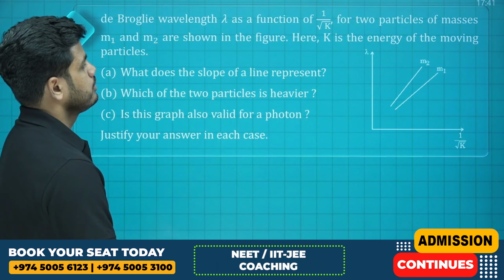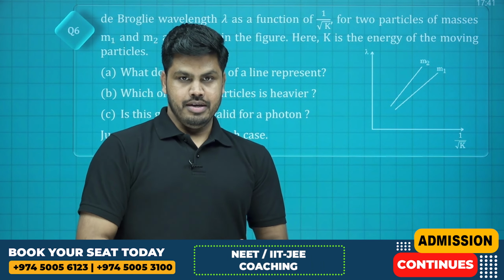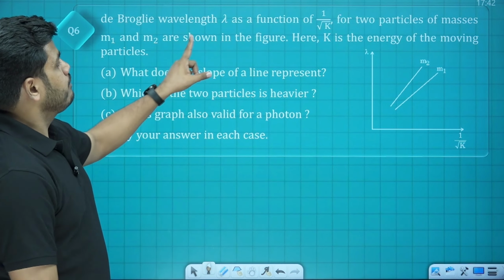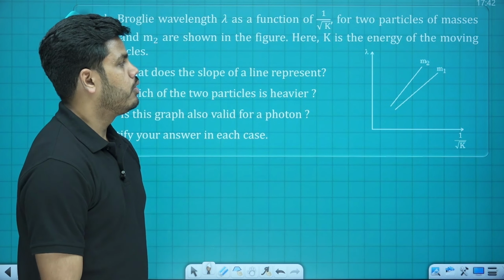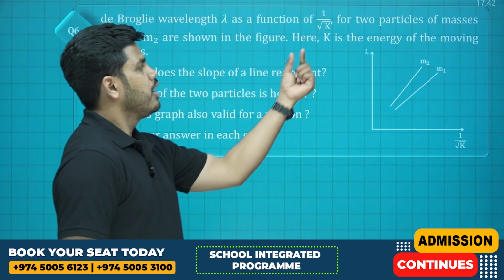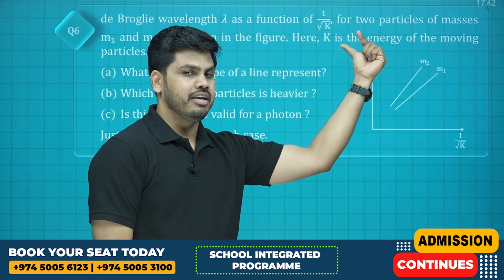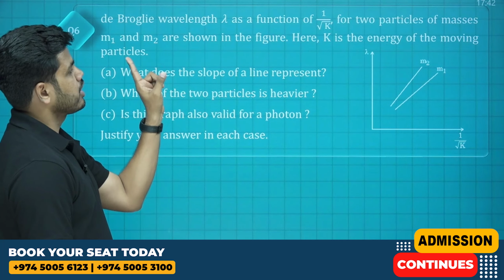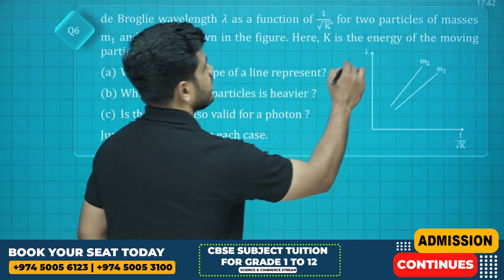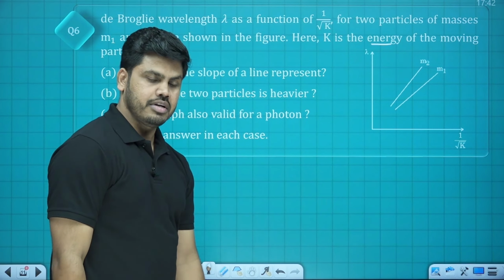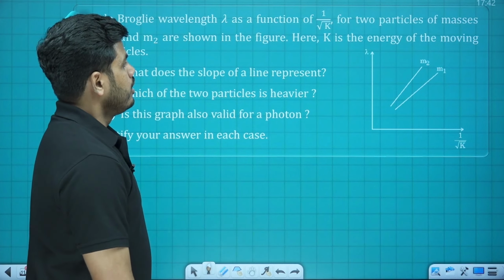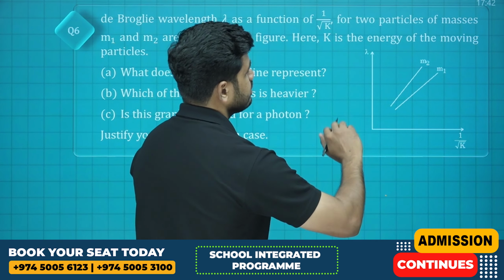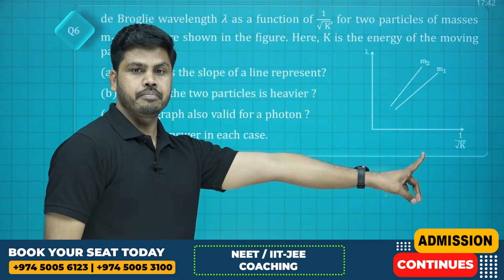Question number 6. Okay, again a graph question, a straight line graph also. De Broglie wavelength lambda as a function of 1 by root of k. What could be that k? Kinetic energy, yes. For two particles of masses m1 and m2 shown in the figure, where k is the energy, that is the kinetic energy basically of the moving particles. See, that is the graph given. Lambda versus 1 by root of k.